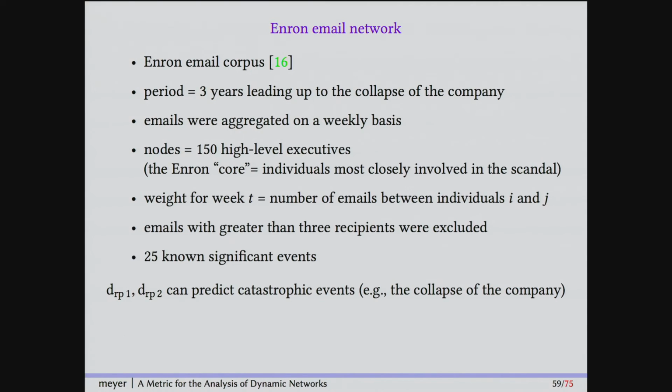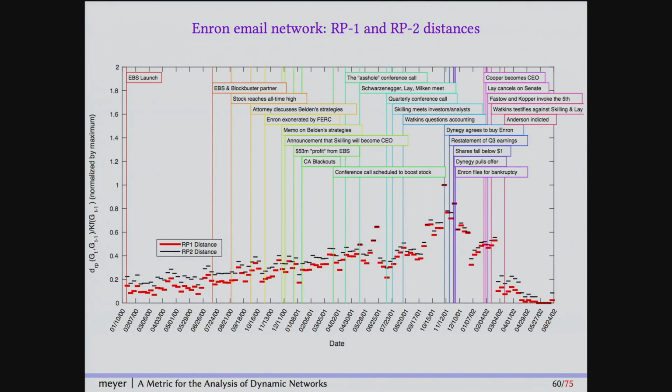The edges appear and disappear depending on whether people exchange emails during that week. We remove emails that are spammed throughout the company. What we see here is a time plot, through about 3 years. Shown in red is the distance that we would like to be able to compute, where we have the one norm for our matrices. Shown in black is the distance for which we have a fast algorithm.